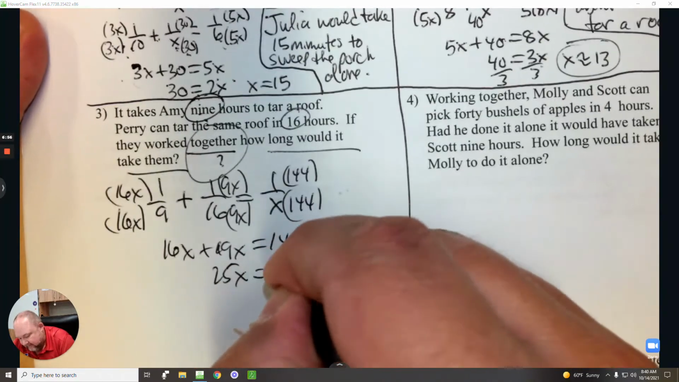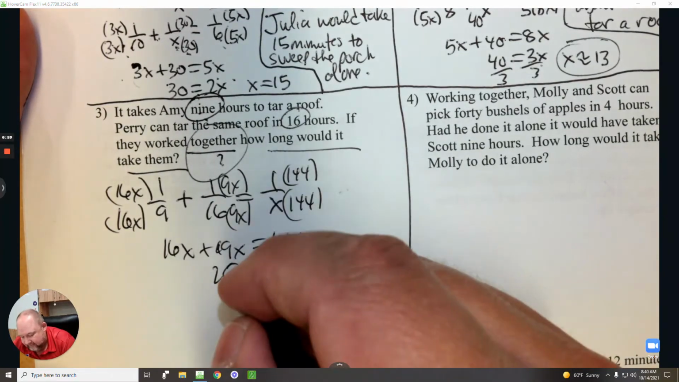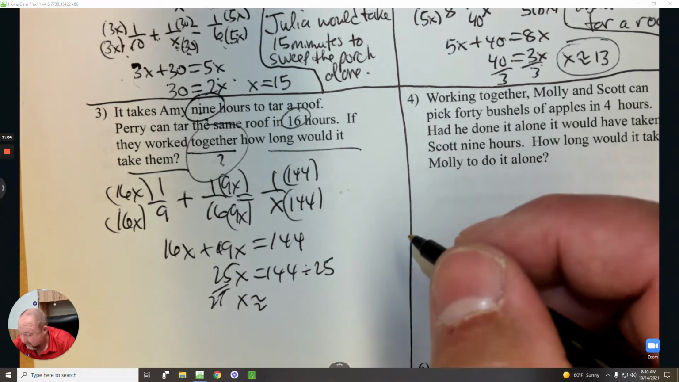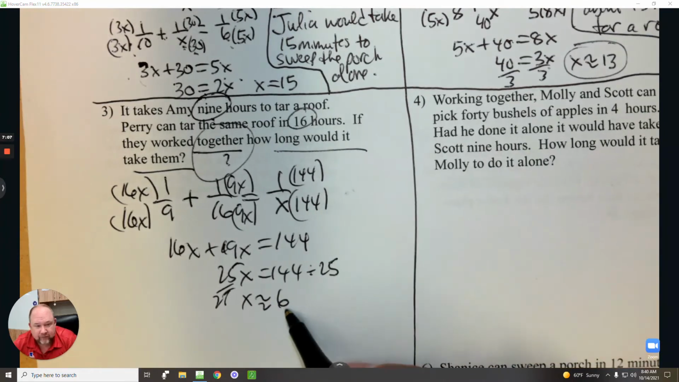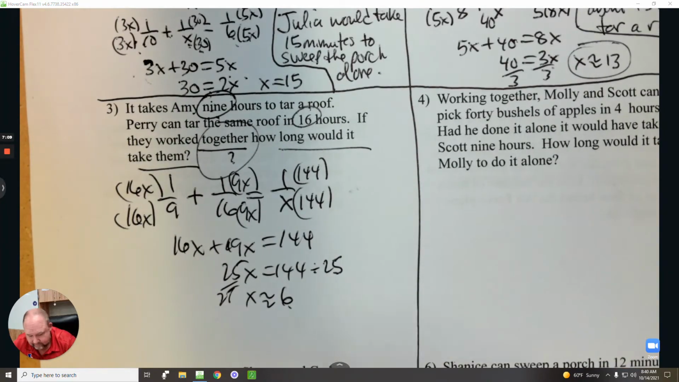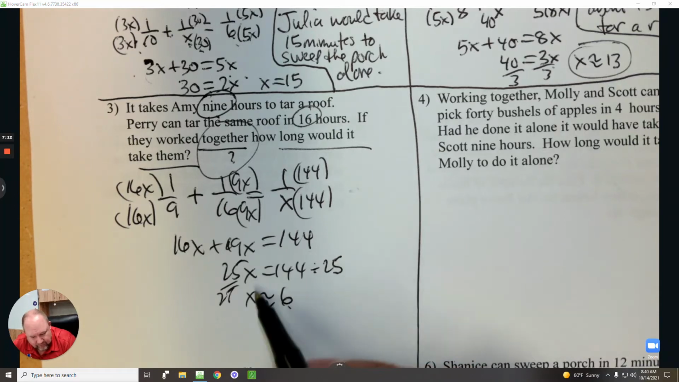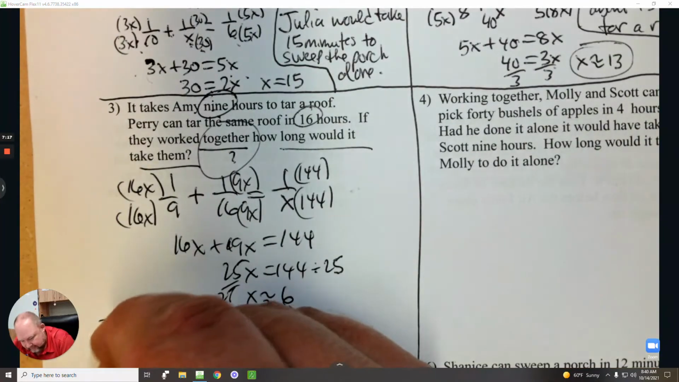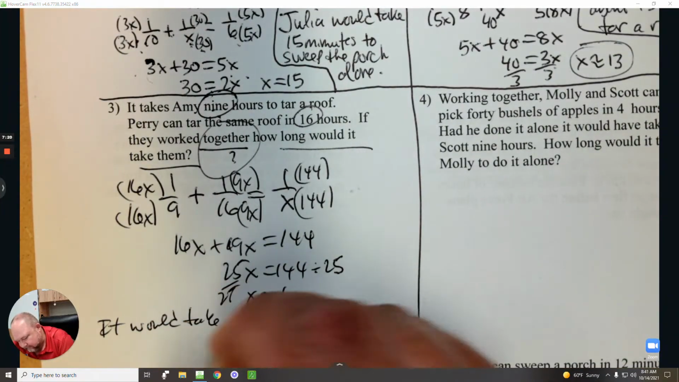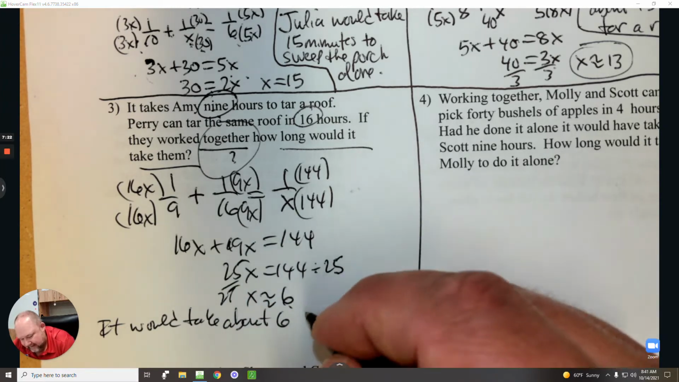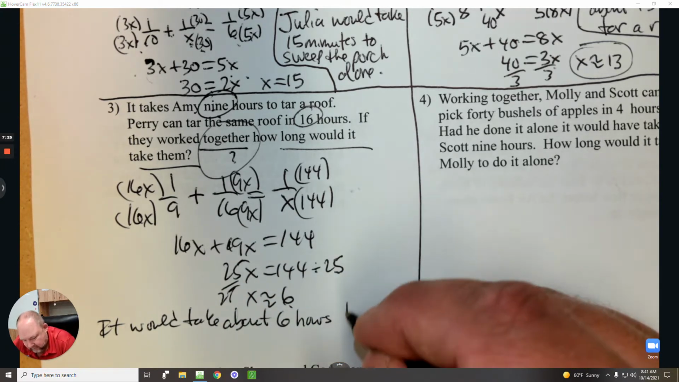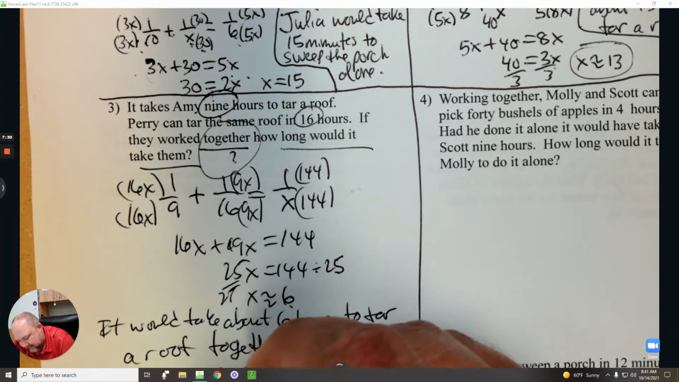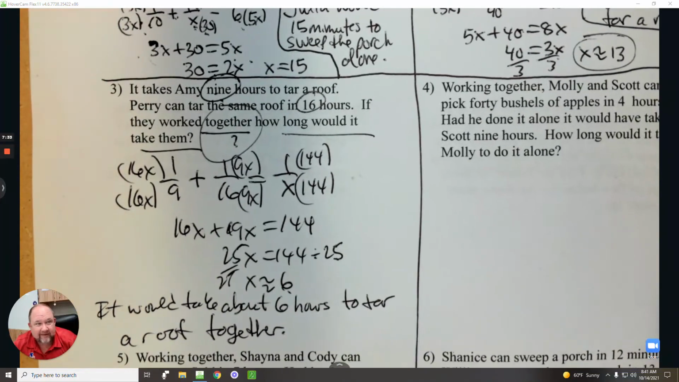That's 25. And then when I divide by 25, it doesn't go in evenly, but it's approximately 6. So 6 times 25 is 150. So it's a little bit less than 6. But it's okay to estimate to have a sense of the problem. So if they work together, how long would it take them? So it would take about 6 hours to tar the roof together. Now that we understand the structure, we can go right to the equation.